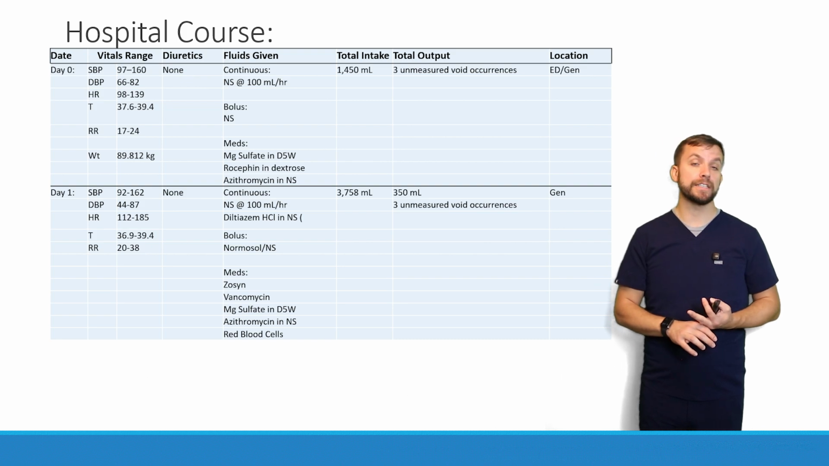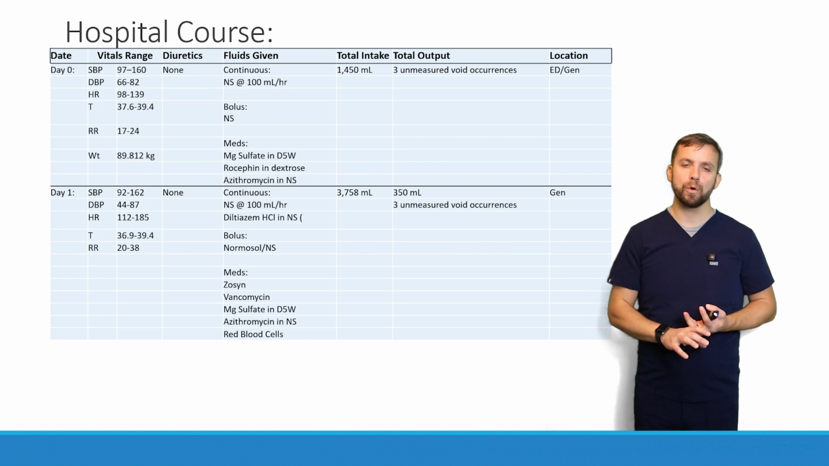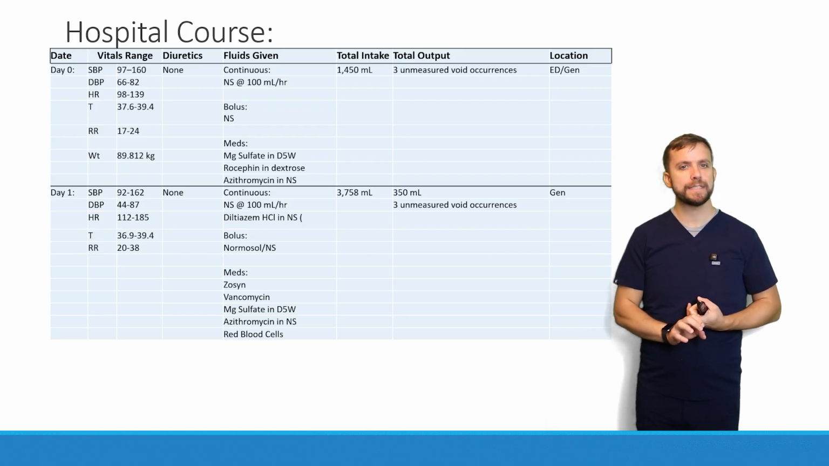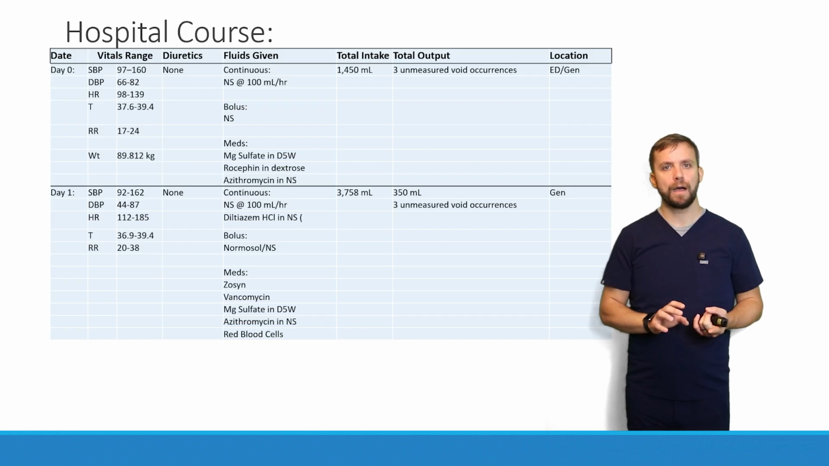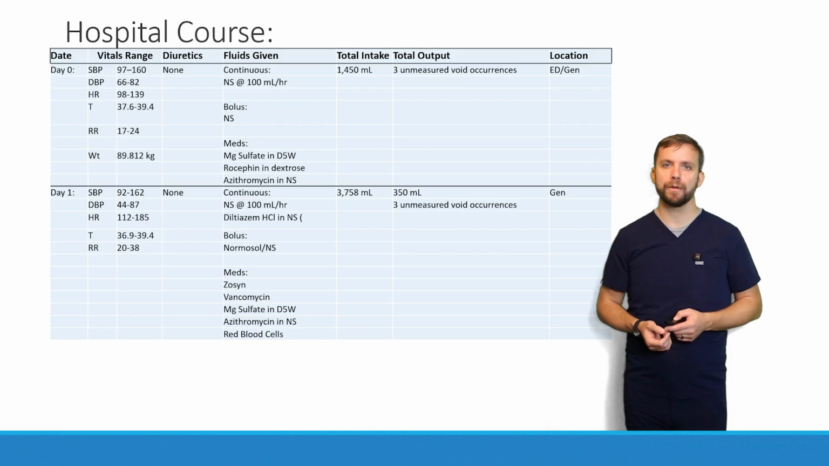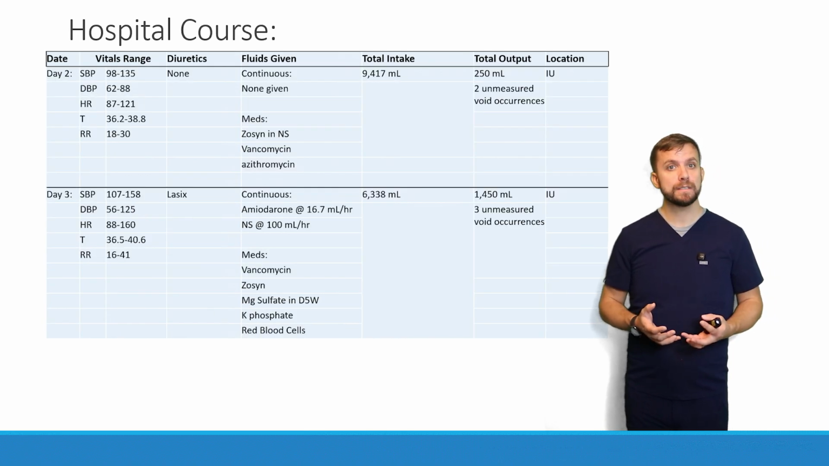They started a diltiazem drip, so that's more unaccounted for fluids. They got more normal saline drips. They got more antibiotics. They got increased Zosyn and vancomycin. They got blood because their hemoglobin started dropping from all the volume they were being given. They then started getting more boluses.